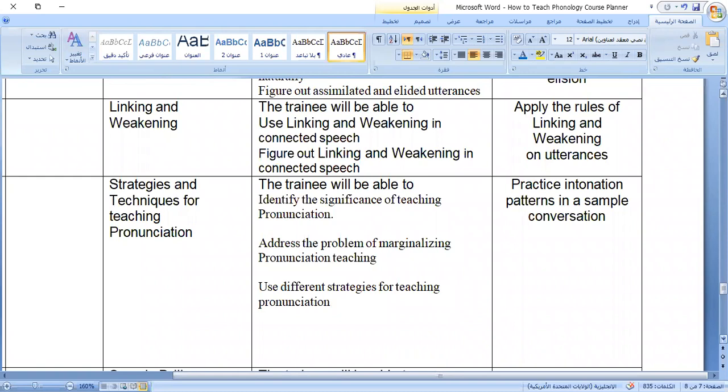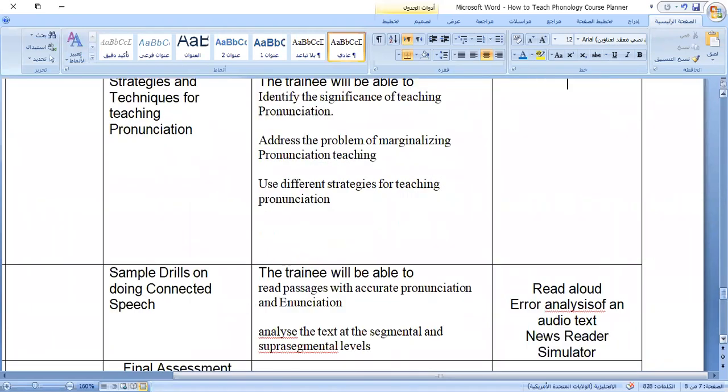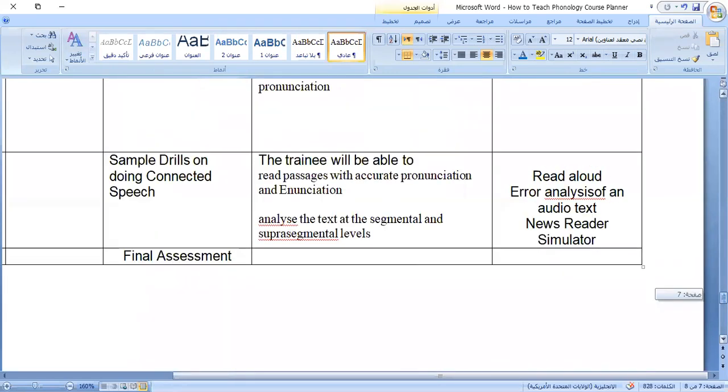After that, we study strategies and techniques for teaching pronunciation. Now we are familiar with all the aspects of pronunciation, but we can use some techniques and some processes that help us in teaching pronunciation. Okay. And what is the significance of teaching pronunciation? Why do we marginalize pronunciation? What are the different strategies and techniques that can help me in teaching pronunciation? After that, the trainee will be able to read passages with accurate pronunciation and enunciation.